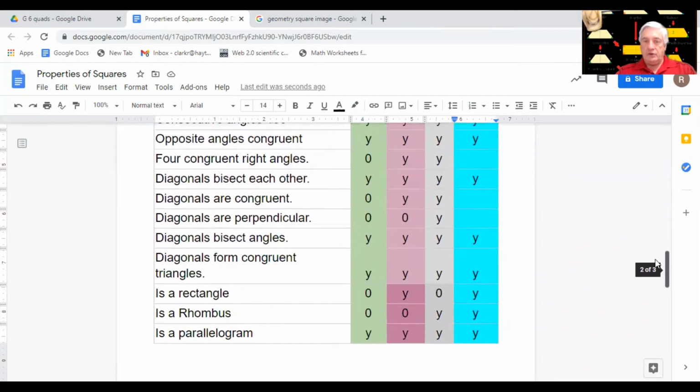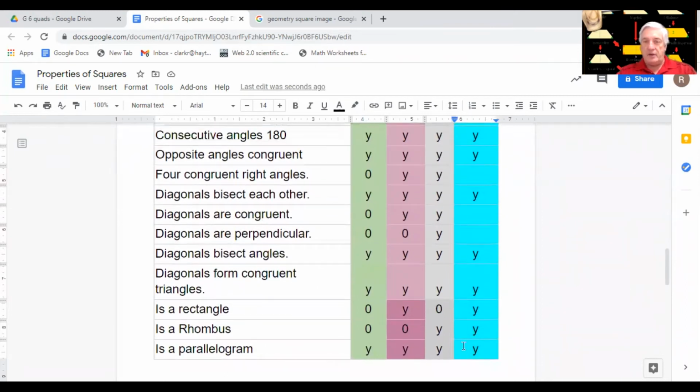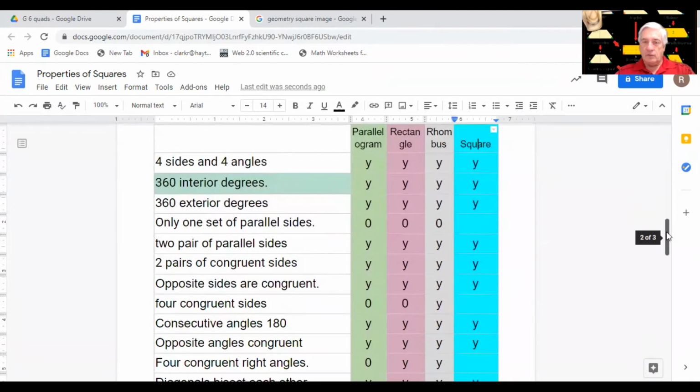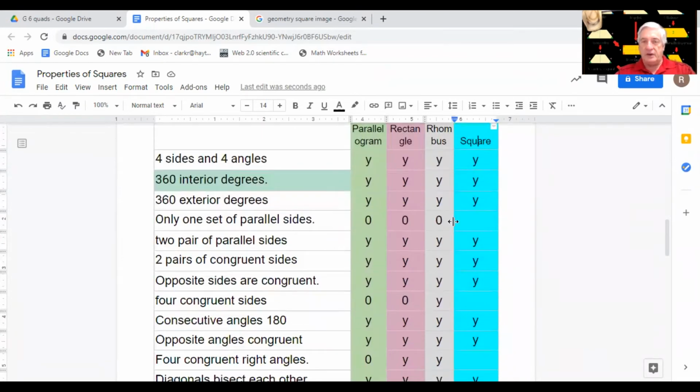Now, start at the bottom again. Is it a parallelogram? Yes, it is. We've got 12 Ys that we brought over from the parallelogram. Is it a rectangle? Yes, it is. Is it a rhombus? Yes, it is. So now we're going to look at it. If it's 0, 0, 0, this is also a no, because that's only true about a trapezoid. If there's a Y in the gray, the purple, or the green, we're going to bring it over to the blue.